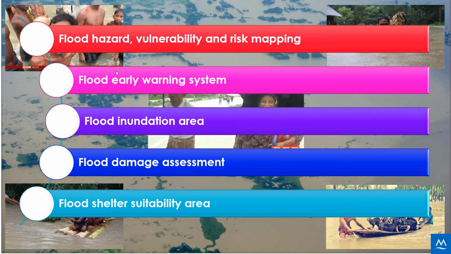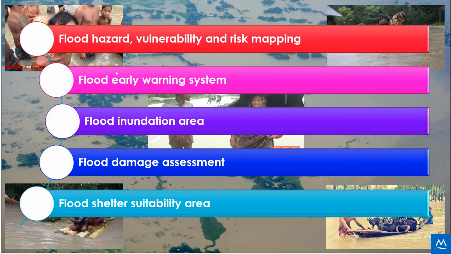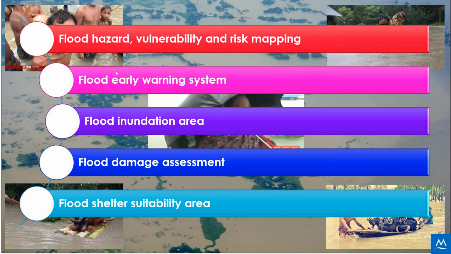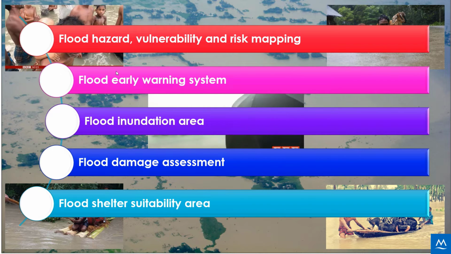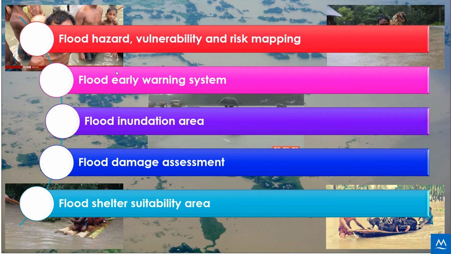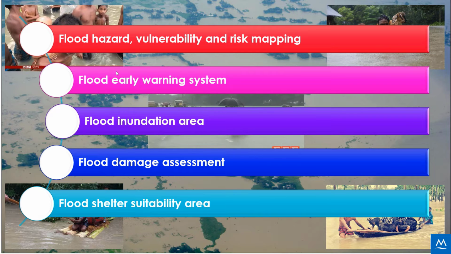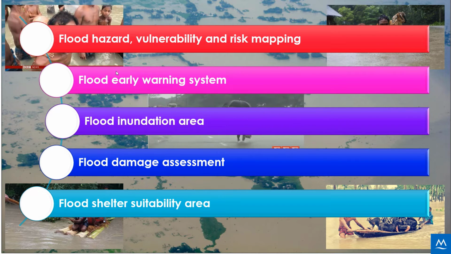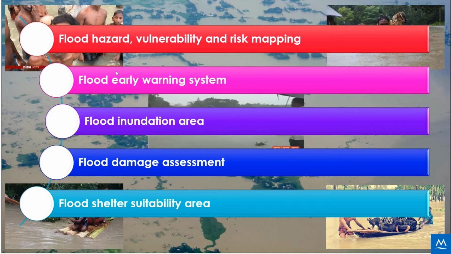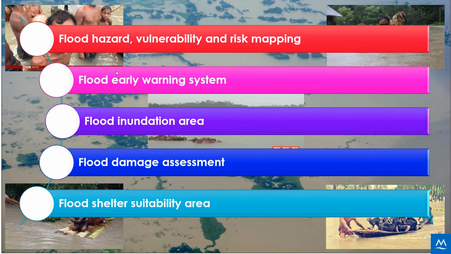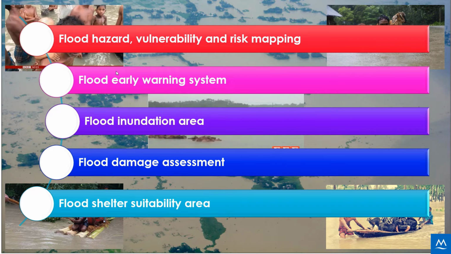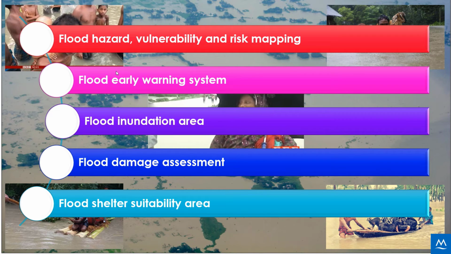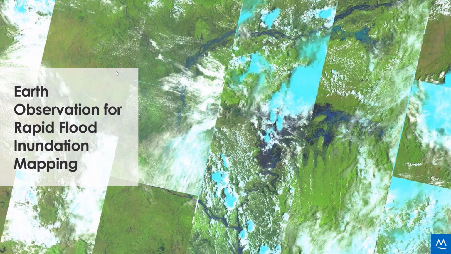Normally, during the flood, before the flood, or after the flood, there are many responsibilities, as we are involved in Earth observation science. Using Earth observation science, we can identify flood hazard, vulnerability, risk mapping, flood early warning systems, flood inundation area, flood damage assessment, and also flood shelter suitability to reduce the flood risks.